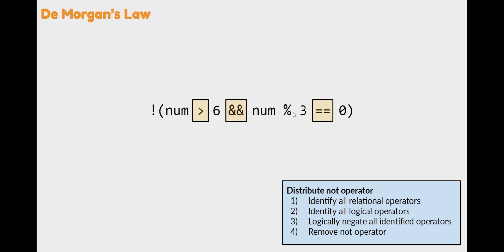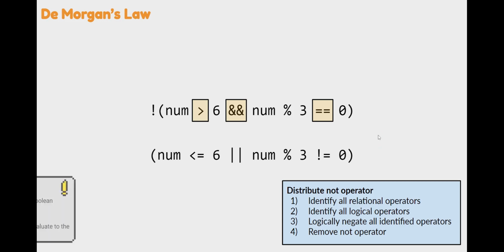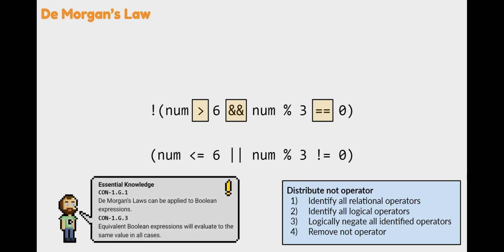We don't do anything with arithmetic operators. We leave that mod operator alone. Step 3, we logically negate all identified operators. Greater than becomes less than or equal to, and becomes or, and equal to becomes not equal to. And then we remove the not operator from the outside because we distributed it in. This aligns with our essential knowledge. De Morgan's law can be applied to Boolean expressions. Equivalent Boolean expressions will evaluate to the same value in all cases.